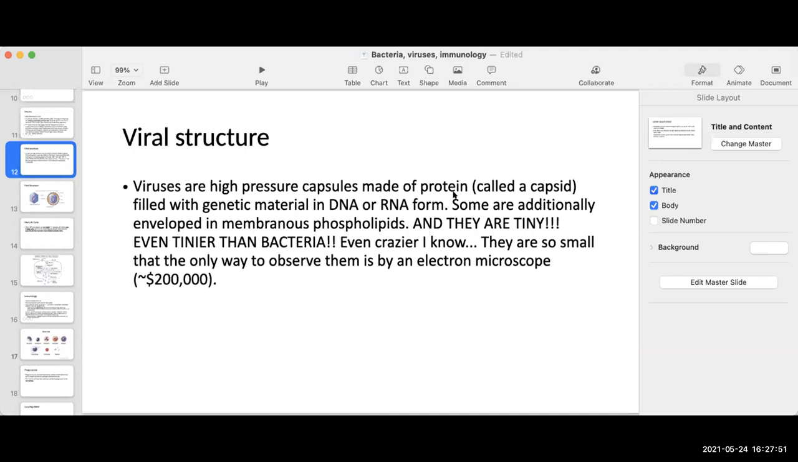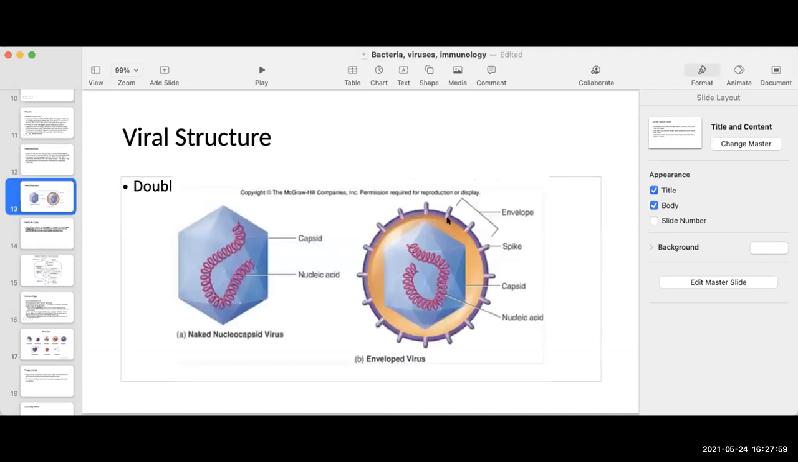And yes, I already emphasized, they're very tiny, right? And they require a fancy high-powered microscope. So here are the main two categories of viruses. Again, you can have a naked virus that has no envelope, and then there are also enveloped viruses. I believe herpes virus is enveloped.